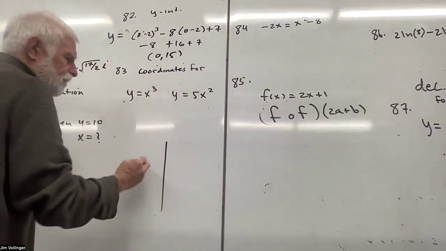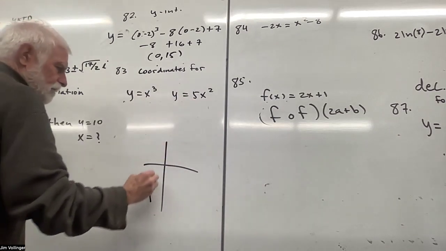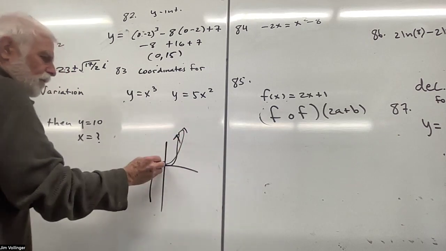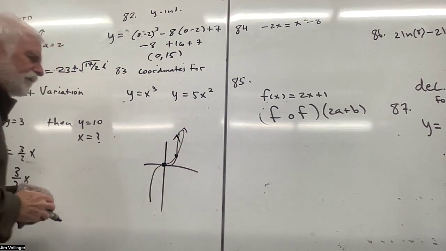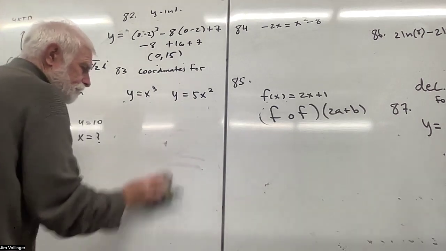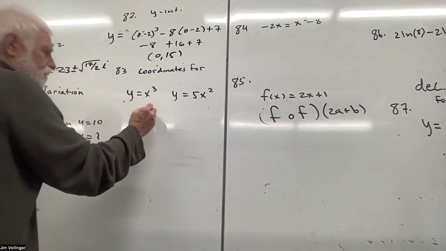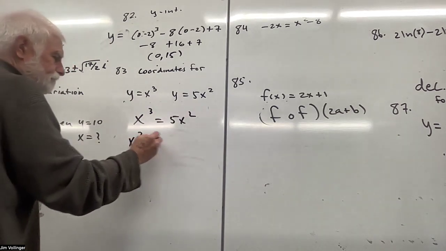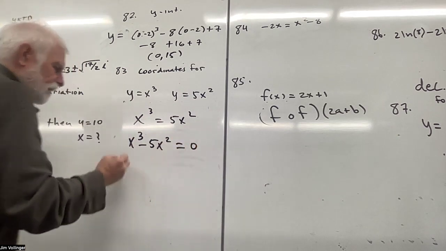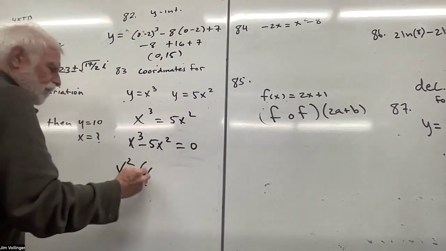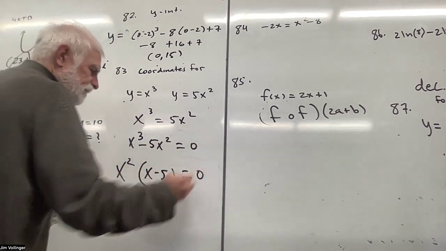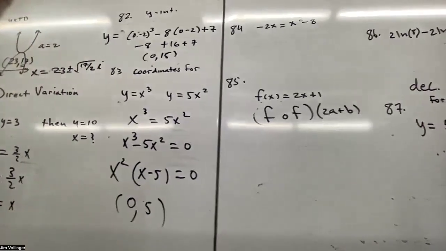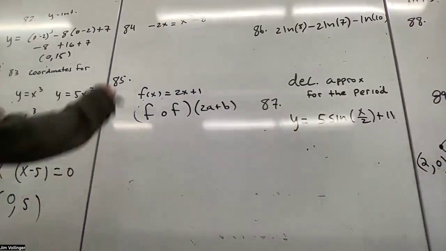Coordinates for, well, it's important that you understand what these graphs look like. So there's x cubed, and 5x squared actually does that. So we intersect at 0 and some small positive x value. Let's find it now. So we'll set them equal to each other. We'll factor. That's one way to isolate x's. We can isolate that factor, and then we can see our answers of 0 and 5. Those are our answers for x.